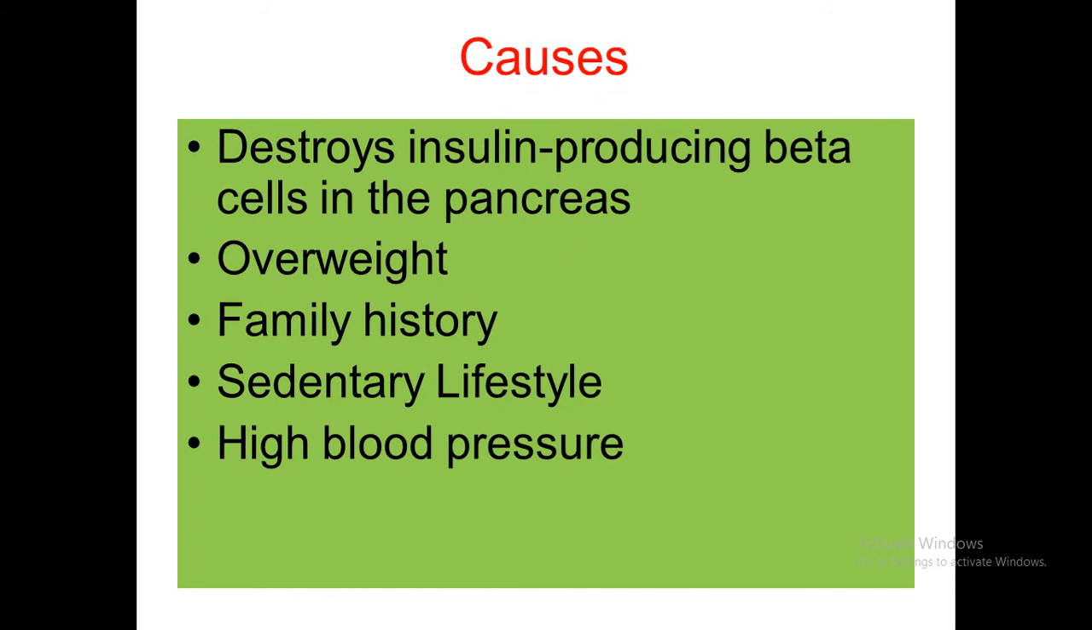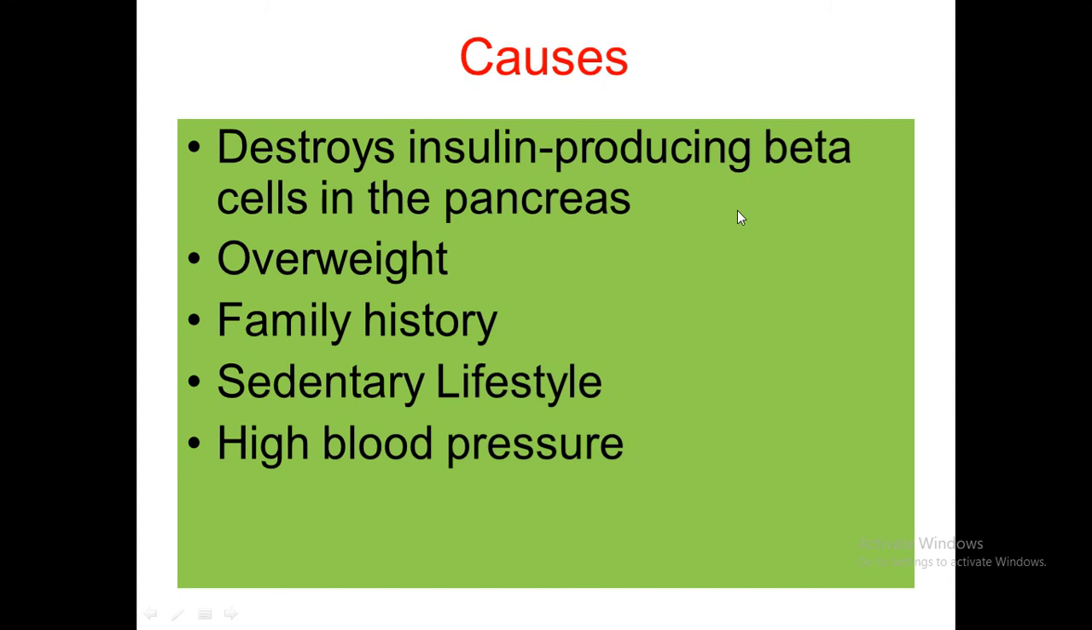Now causes: it destroys the insulin-producing beta cells in the pancreas. I mean the beta cell is present in the pancreas. If this beta cell is destroyed, then the secretion of insulin is decreased. So we are easily affected by diabetes.